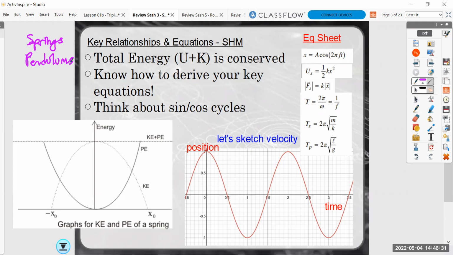Springs and pendulums. Any kind of thing, though, could be simple harmonic motion if it repeats the motion precisely over a certain time period. The big thing about simple harmonic motion that we want to keep in mind is the total energy, right? Your potential plus your kinetic is conserved. You have the same amount of total energy in the system at all times. And that conservation of energy approach is really important to understanding the motion of our object.